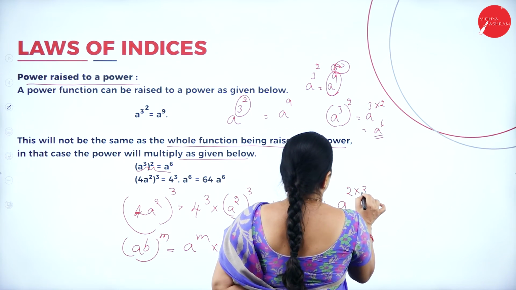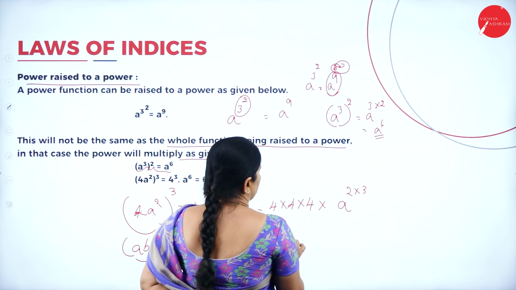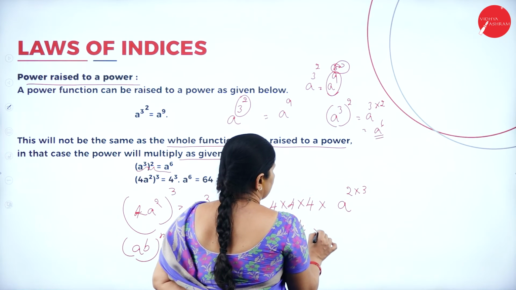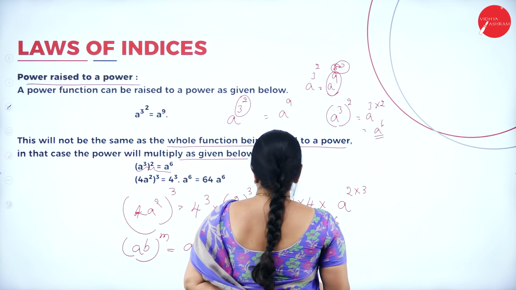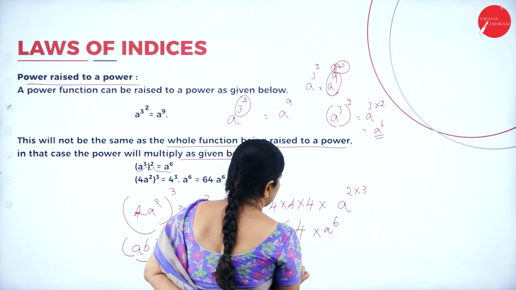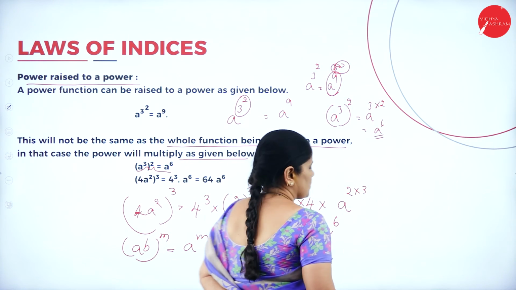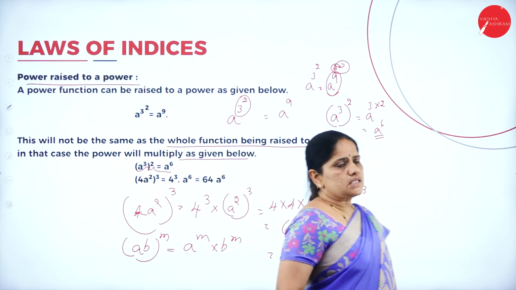So, this will be 4 into 4 into 4 into a to the power of 2 into 3. So this will be equal to 4 fours are 16, 16 fours are 64, into a to the power 6. So this will be 64 a to the power 6. So this is the answer.